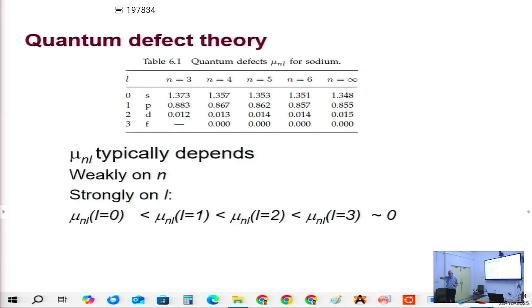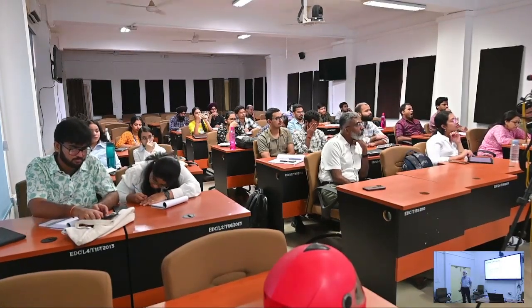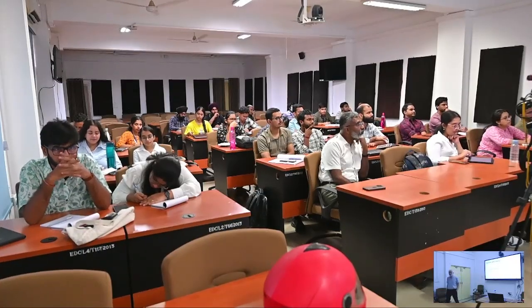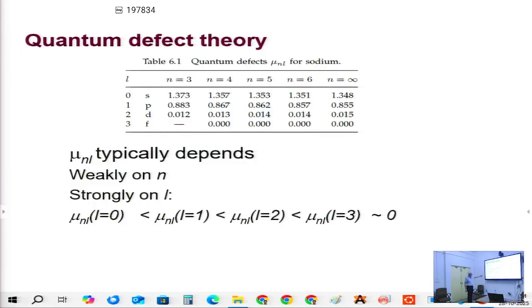The electrons are just outside the core of the atom. However, what you can see is that they're very constant with n. The variation with n is very small there. So they typically depend weakly on n and strongly on l, and they have this order that the low l quantum defects are bigger than the high l quantum defects, and the high l quantum defects tend to zero. And they're normally positive, they're normally a small attractive force. The positive quantum defect makes effective n squared slightly smaller, it lowers the energy level. So normally the quantum defect is a slightly attractive force.